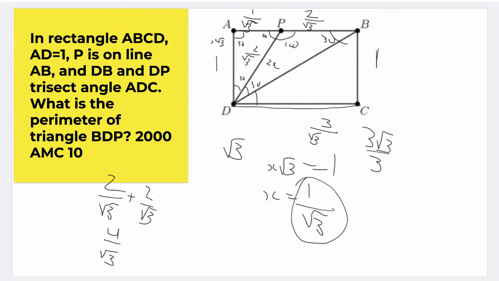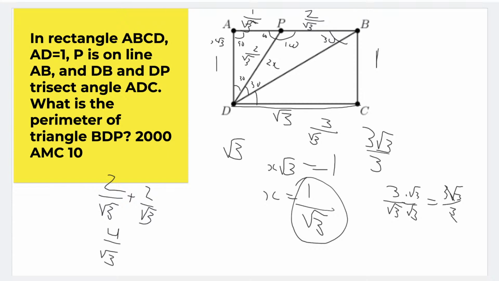Rationalizing, for those who don't know, we don't want square roots in the denominator, so we multiply the denominator by itself in both the numerator and denominator. So times square root of 3 over square root of 3, which is equivalent to 3 square root of 3 over 3, and then the 3 crosses out, so this is square root of 3.